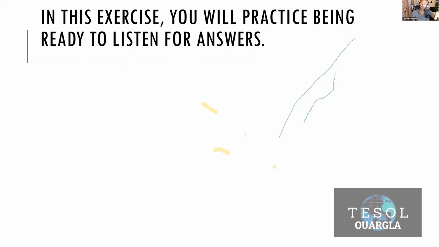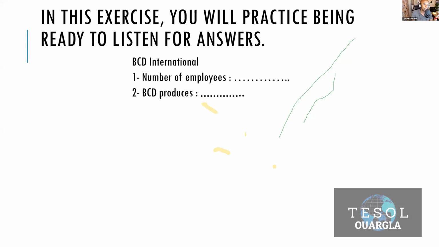Now we go into during listening. Okay. Remember BCD International, the number of employees. We are looking for the number of employees, and we are looking for BCD producers. Okay. These two things. And we've seen the expressions that we have to use in order to get that. But one strategy that you can teach your students is to tell them when to listen for the answers.